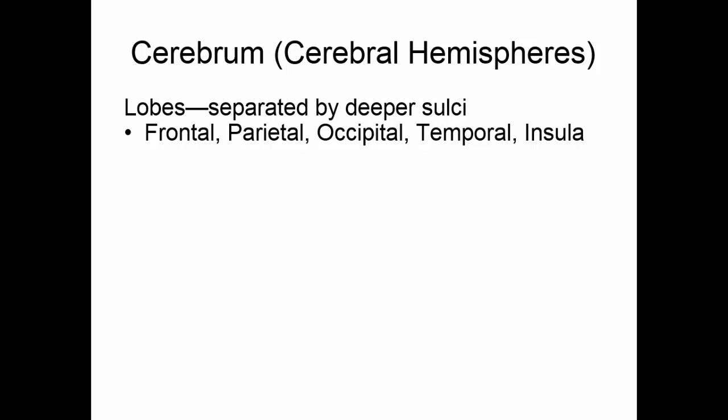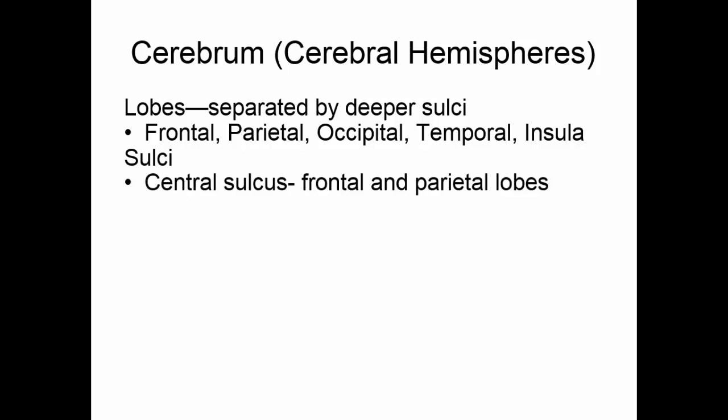We have the frontal, parietal, occipital, and temporal lobes that are named for the bones under which they lie, and then the insula. The sulci that divide the lobes are known as the central sulcus. This helps divide the frontal and the parietal lobes. And we have two gyri. We have the precentral gyrus and the postcentral gyrus. These are very important landmarks on the brain.